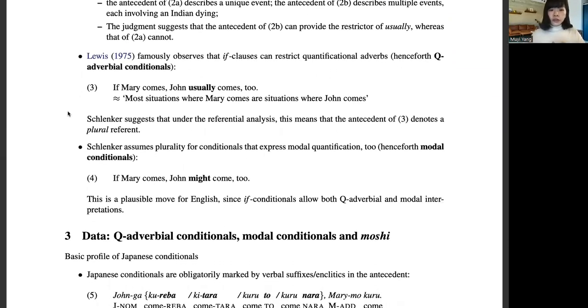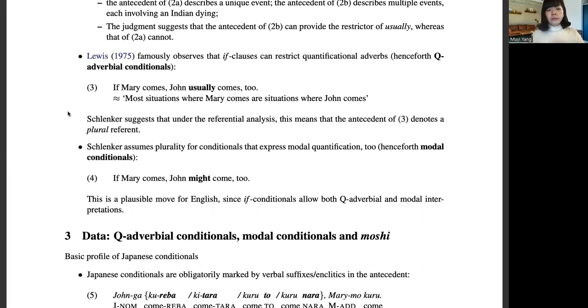He further assumes that, furthermore, Schlenker assumes plurality for conditionals that express modal quantification as well. So those are the kind of conditionals that I'm going to call modal conditionals. So for instance, for a sentence like 4, if Mary comes, John might come too. Here we have an epistemic modal in the consequent.